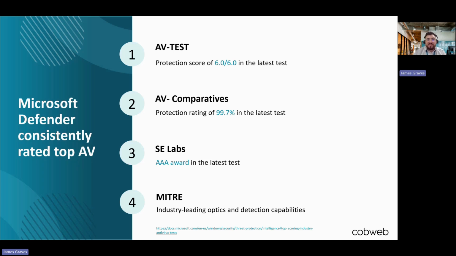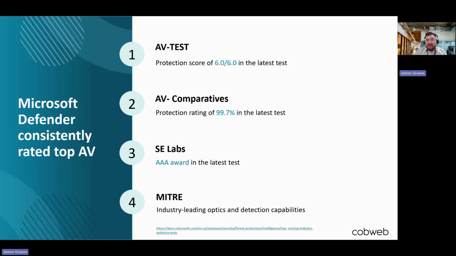So you'll see AV-TEST, they give it 6 out of 6. AV-Comparatives rated it 99.7% for a protection rating. SE Labs give it a AAA award. And then MITRE, which is an industry-leading optics and detection capabilities site, they basically give it a passing score, is in short what they actually do. And that's what it received there.